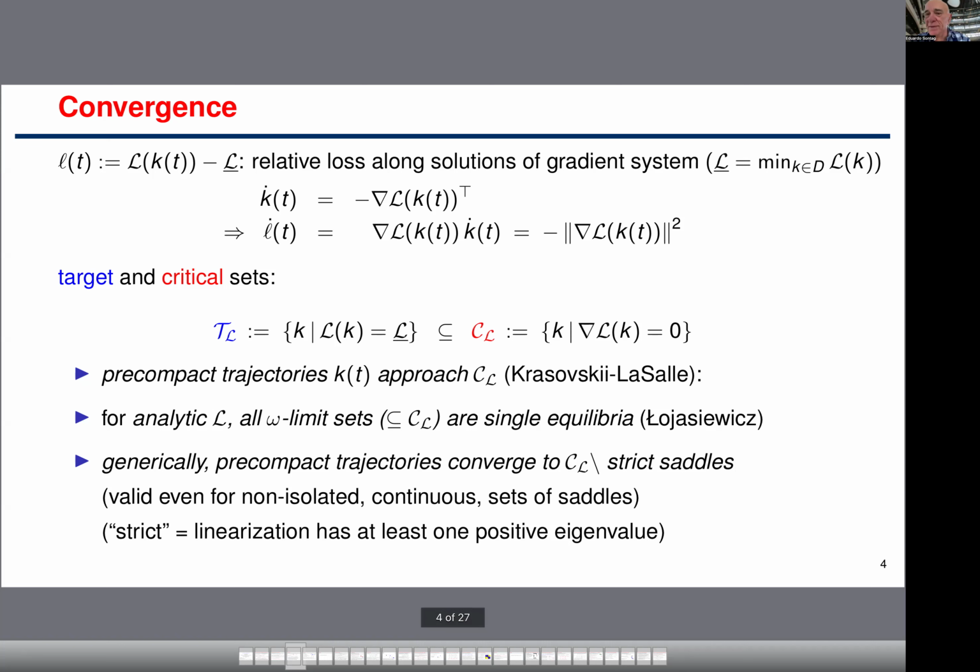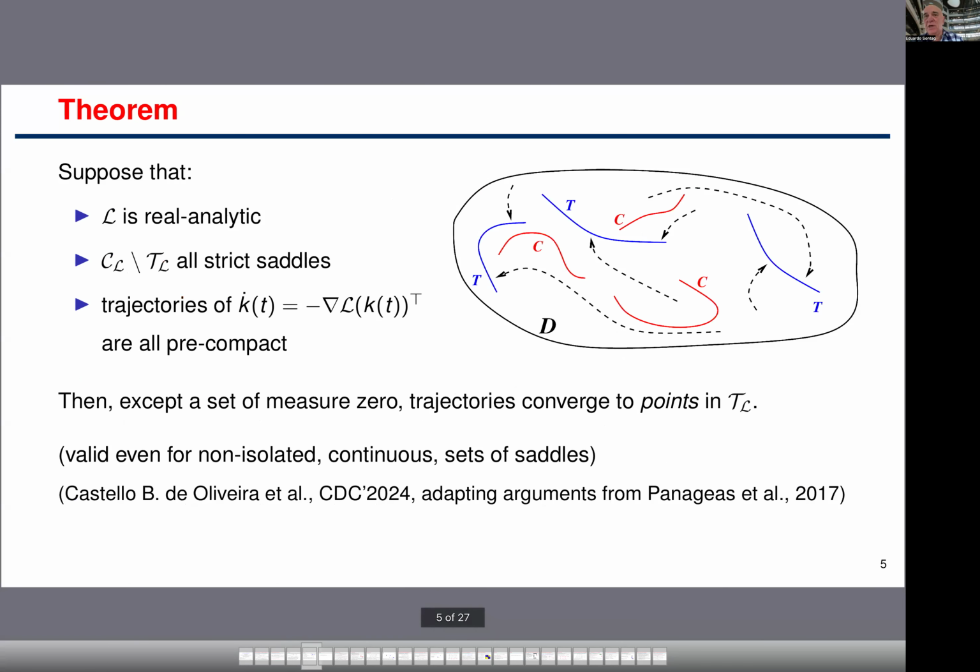And in fact, one can prove that generically pre-compact trajectories converge to those critical points which are not strict saddles. By a strict saddle, I mean a point at which the gradient system has an eigenvalue with real part bigger than zero, which is equivalent to saying that the Hessian has a negative eigenvalue, really negative. So the general picture that we have, and this is interesting in different contexts here, the target set would be just one point, in most of the applications that we do.